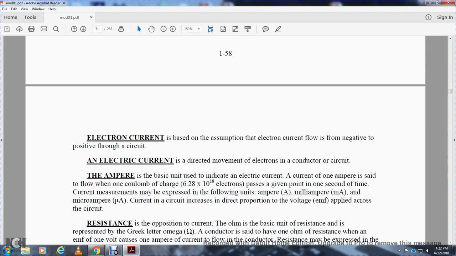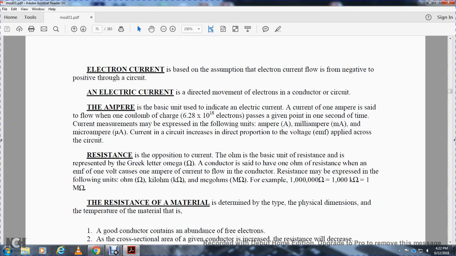The current in the circuit increases in proportion to the voltage EMF applied across the circuit. Resistance is the opposition to current, and the basic unit is represented by the Greek letter omega. There is 1 ohm of resistance when an EMF of 1 volt causes 1 amp of current to flow in the conductor.